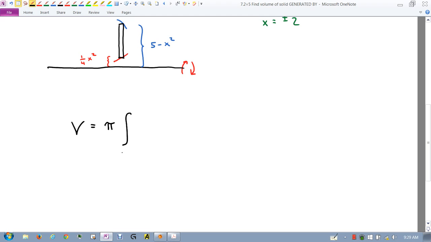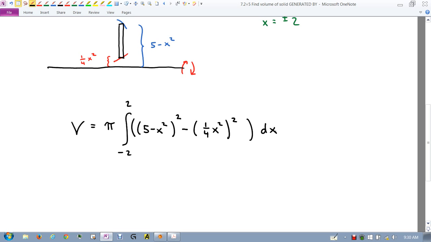Pi integral from -2 to 2. Okay, listen to the way I'm saying this again. What's that outer radius squared? It's the 5 minus x squared, but then squared. So that's my outer radius. And then what was that inner radius? Because I'm going to subtract it. 1/4 x squared, squared. And then dx. That is the formula. Okay?